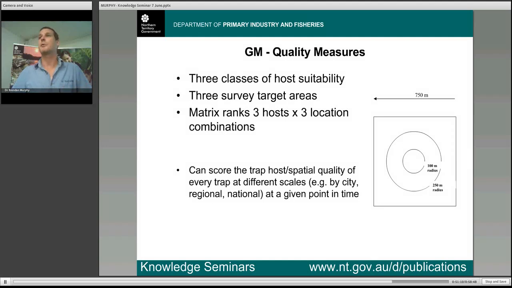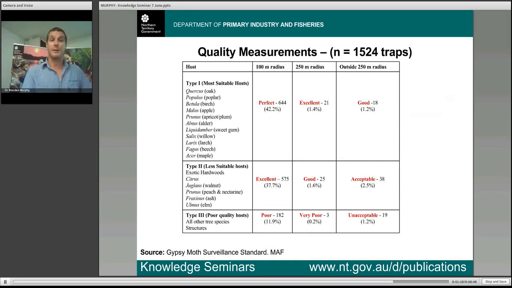So we might be talking there's no vegetation there, or there's only physical structures in that place. So what we end up with is a 3x3 matrix, which looks like this. You get the type 1 species, most suitable host, type 2, less suitable, and type 3, which are poor quality hosts. We've got the three survey areas within 100 metres, the 250, and outside that 250 metre radius.